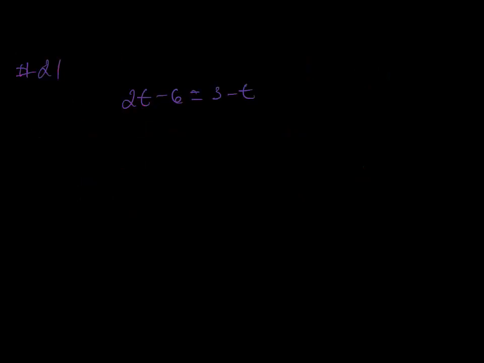Number 21, we have 2t minus 6 is equal to 3 minus t. What I'm going to do is just add t to both sides. I could have done different things. I just chose to add the t. So 2t plus t will give us 3t. And so the t's on the right side cancel each other out.